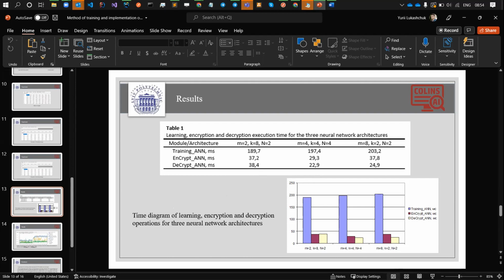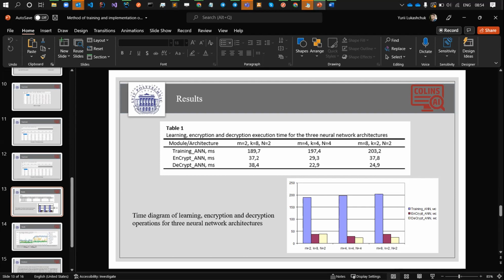It's like for this one, where m equals 4, k equals 4, n equals 4, and also for this one. At the same time, identical results were obtained. The neural network with this architecture successfully provided encryption and decryption of files with the identical input vectors and responded to corrupted input data.